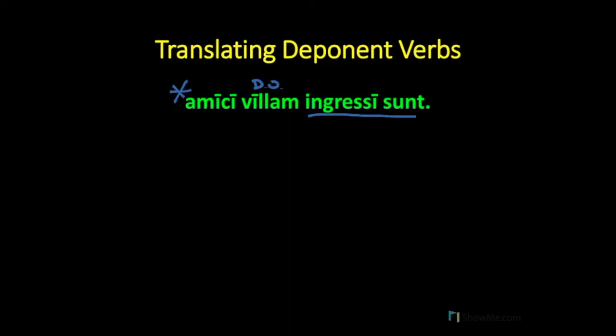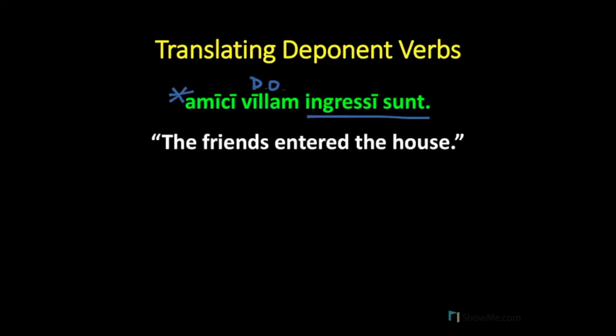You'll first notice that ingressi sunt is a passive voice form, but passive voice verbs in Latin cannot take direct objects, as we have villam as a direct object in this sentence. And you think we should probably treat ingressi sunt as a deponent verb, and you look in your dictionary and you find ingredior, ingredi, ingressus sum, yes, in fact, is a deponent verb. So we translate this sentence as, the friends entered the house.